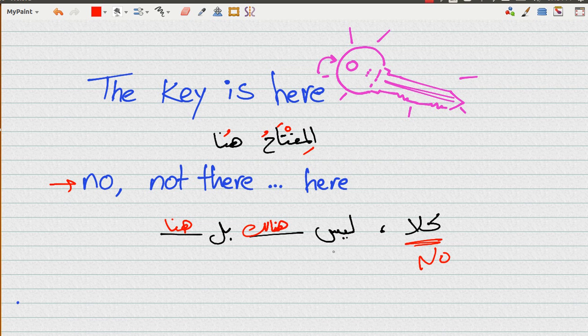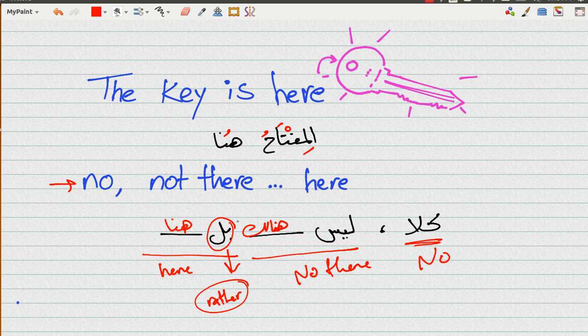No, not there, here. بل means rather, but it's not really equivalent in the sentence, but this is how we say it. كلا ليس هناك أو ليس هنالك بل هنا. Okay.